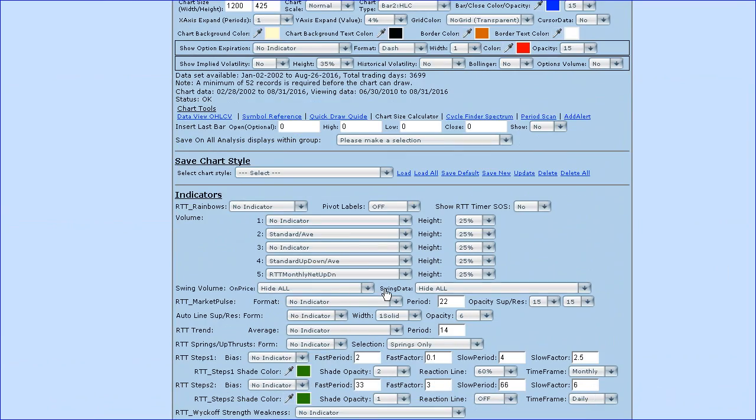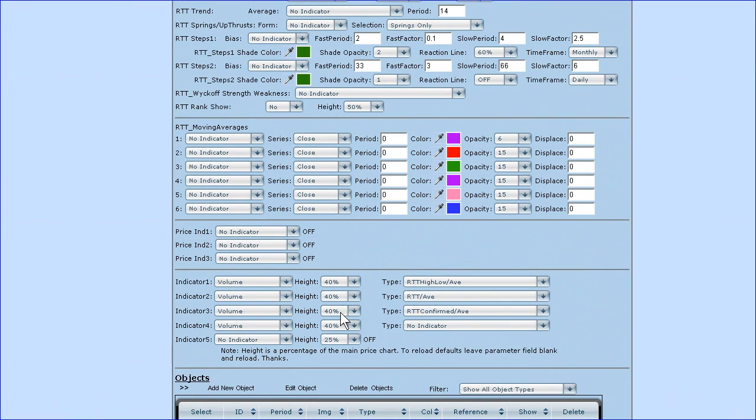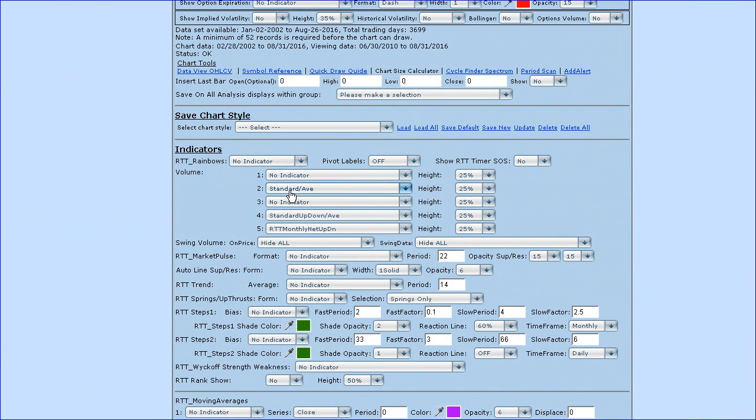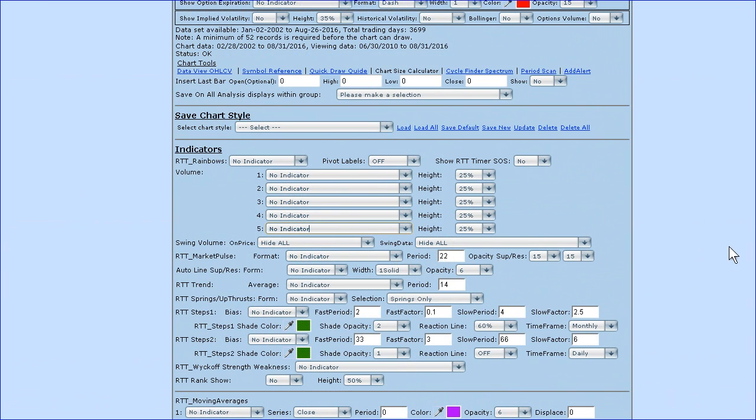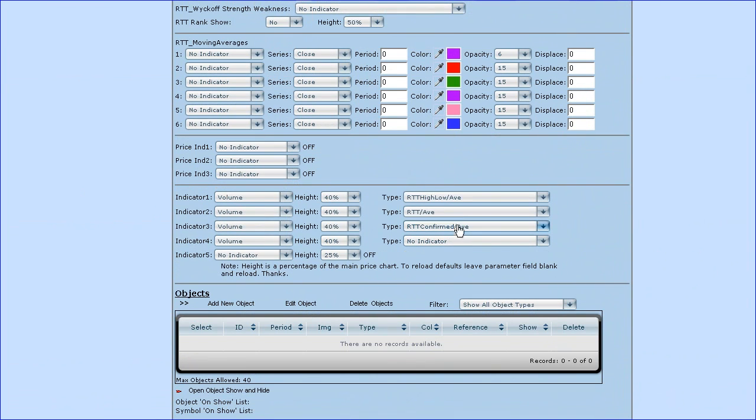So I'm using the volume indicators in the first section. I'm using the volume indicators in the lower section. That's why we can have so many charts. So I'll just turn these off. Don't need that. And we leave those on. That looks pretty good to me.